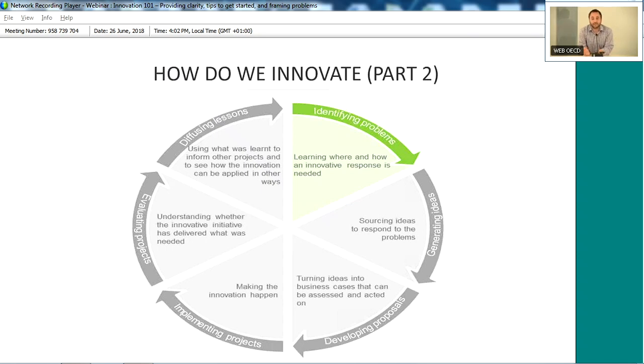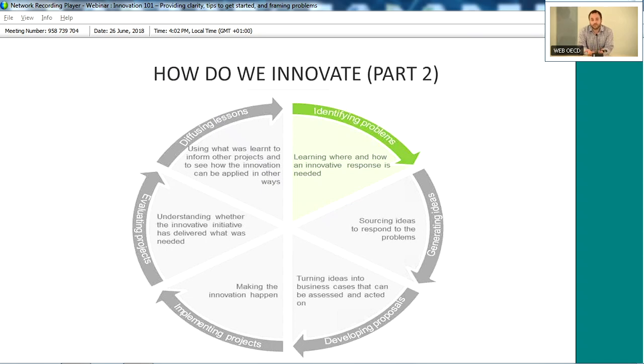And so it's about identifying problems. Are you actually solving for the right thing? Generating ideas. How do you come up with new ideas and be more inclusive and collaborative about how you develop and generate different ideas to solve the problem? Developing proposals. How do you start filtering those ideas into which ones you're going to actually start really diving into?